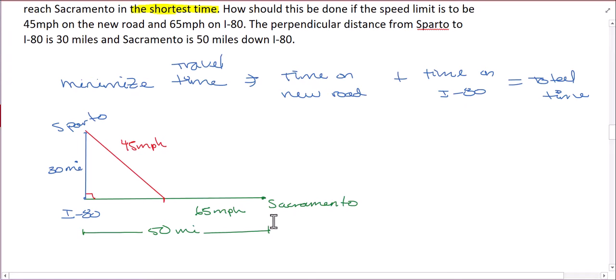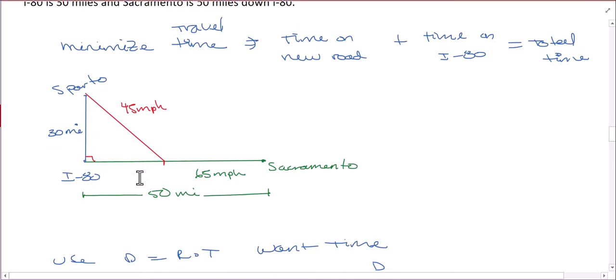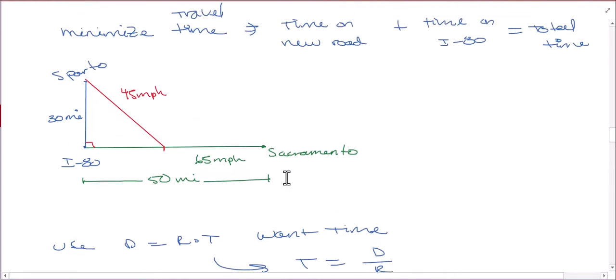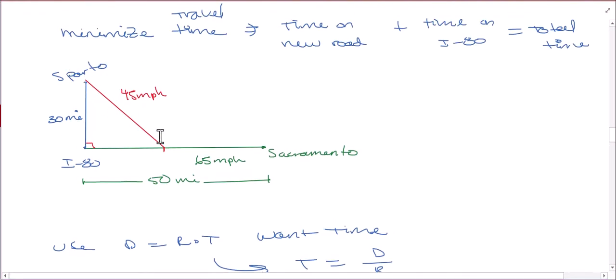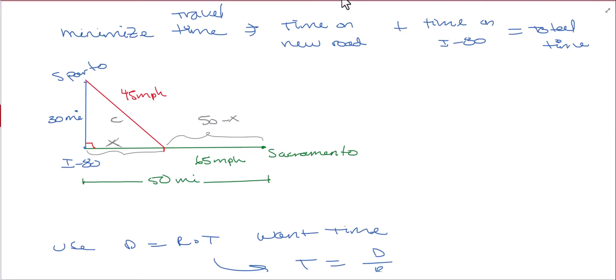Looking at our picture, we have the distance from Sparto to I-80, but I don't have the distance on the new road, right? We don't know what that is. So let's call it something else. Let's call it C. I know that's 30. And let's call this X. So if that's C, this here is X, then what is this distance? The total thing is 50, right? So this will be 50 minus X. So the distance on the new road is C, and the distance on I-80 will be 50 minus X.